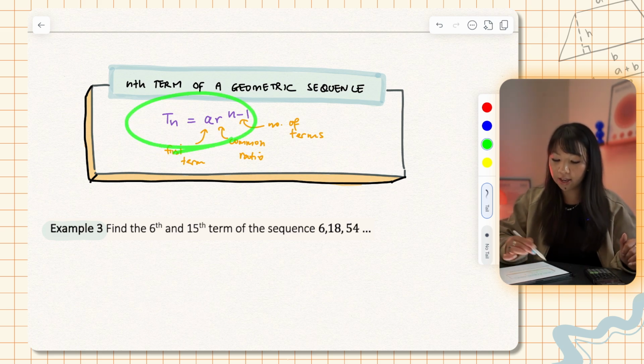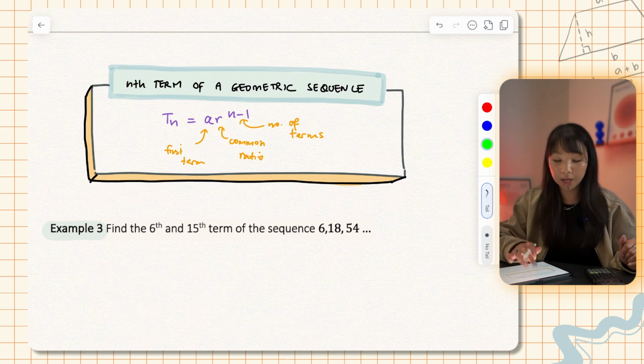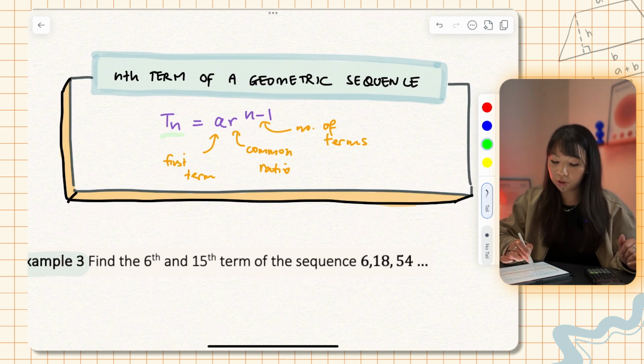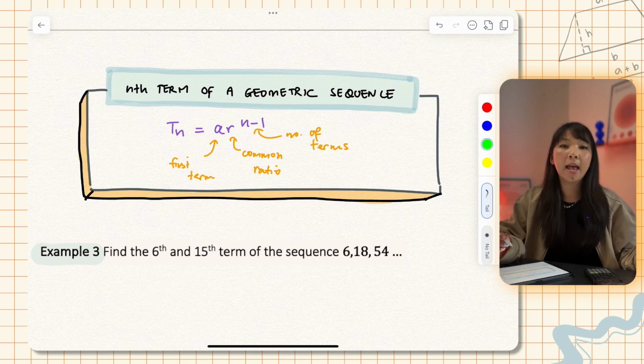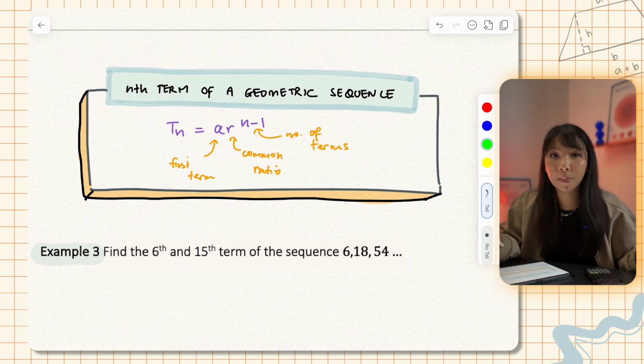So over here we have the nth term formula of a GP, and it's given as Tn equals A R to the power of n minus 1. So Tn is just the nth term, A is the first term, R is the common ratio, and n is the number of terms. So if I had a sequence and I wanted to find the 50th term in that sequence, this would be the formula that I would use.